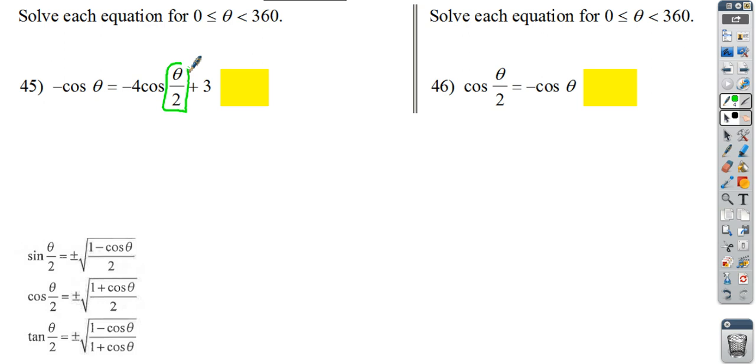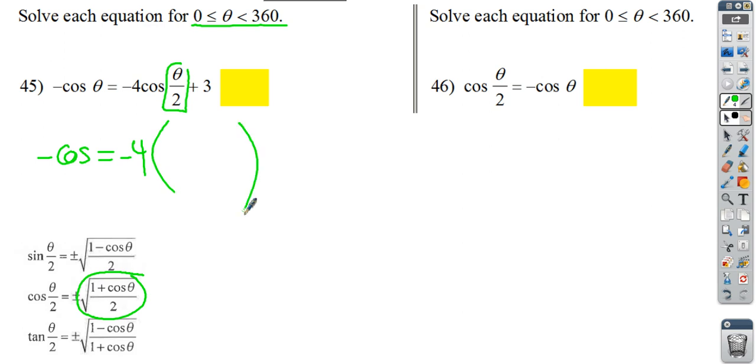It's theta over 2. Okay, so let's plug that in, and here's the thing, theta over 2, we're solving for everything in this range, so we don't have to worry about whether it's going to be positive or negative. It doesn't really affect us because we're dealing in all four quadrants here. Negative cosine equals negative 4, and then I'm going to replace cosine of theta over 2 with this thing. And like I said, we're going to ignore the positive or negative, because that's going to be taken care of by the fact that we're going everywhere from 0 to 360, so everything will be covered.